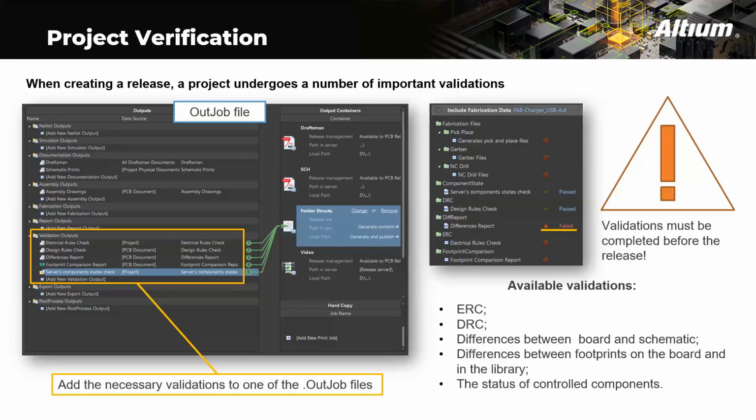The project will be automatically checked during the release, and if there are any mismatches or errors, the release will be stopped. Available validations for the project are ERC, DRC, and difference between board and schematics. We can add validation of differences between footprints of the board and the library. And when using managed components in RTM 365, we can check the status of these components. Maybe they have been edited in the library, but in our project, they were not updated.